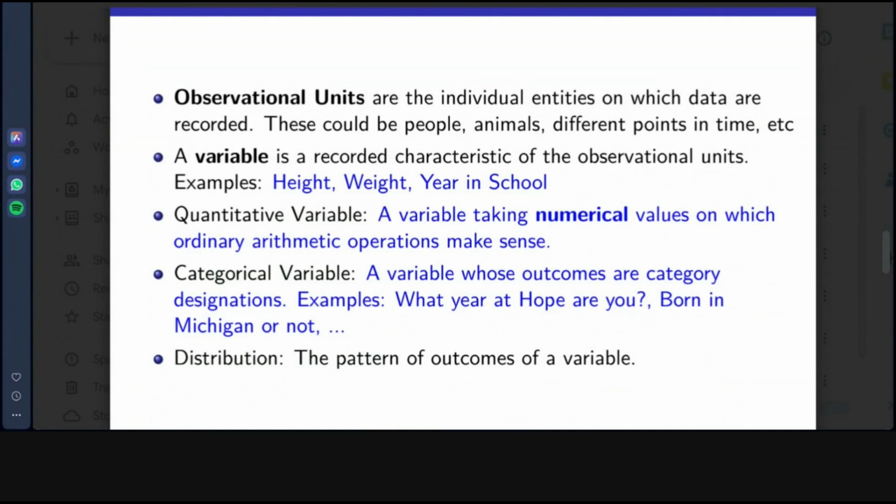I mean, if I asked you whether you're born in Michigan or not, you don't say 7. Yeah, that makes no sense. You say yes or no. So if it's a yes or no outcome, that tells you that being born in Michigan is a categorical variable. If I asked you how tall you were, you don't say yes, right? You give a numerical answer. So that tells you that height is a quantitative variable. The last jargon for this slide is distribution. That's just a word to mean what do the variable values look like, right? The pattern, the shape of the variable's values.